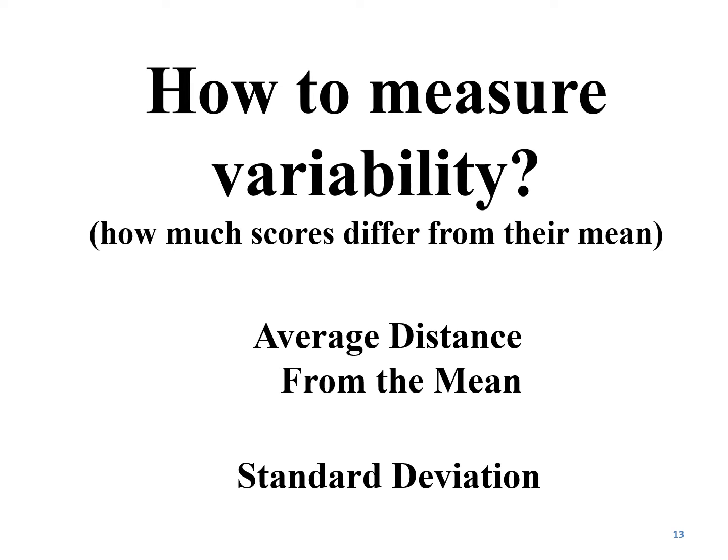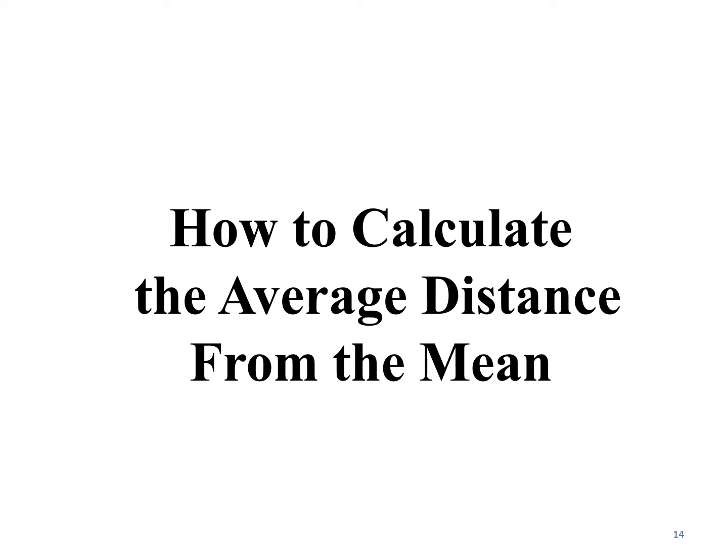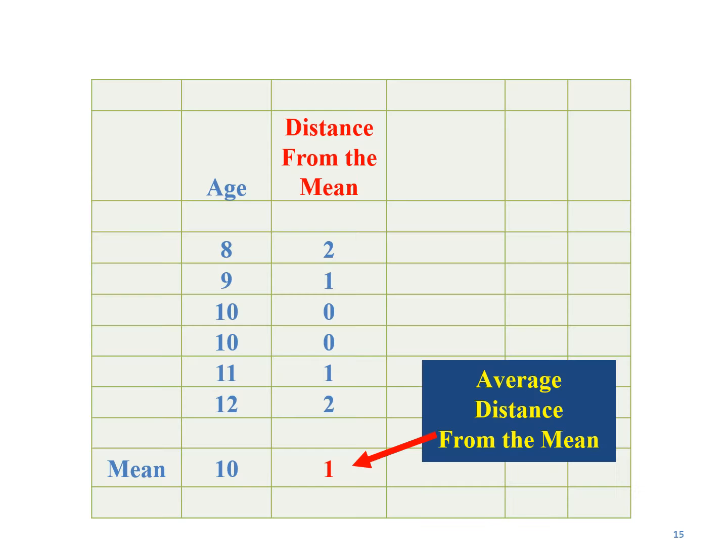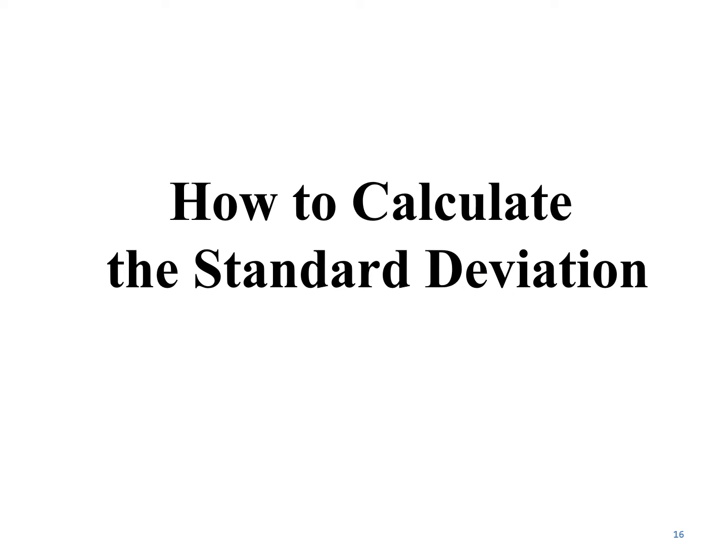Last time, we discussed two different ways that statisticians use to measure variability. These are the average distance from the mean and the standard deviation. They are very similar, and they both are trying to measure the typical distance the scores differ from the mean. In the last lecture, we showed how to calculate the average distance from the mean. You just calculate the distance from the mean for each raw score and then average these scores. We also showed how to calculate the standard deviation, which was slightly more complicated.